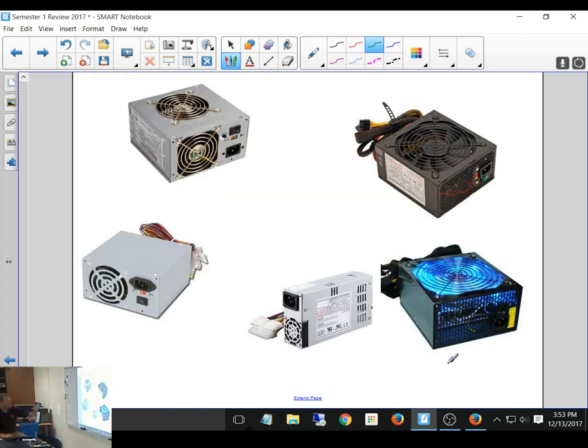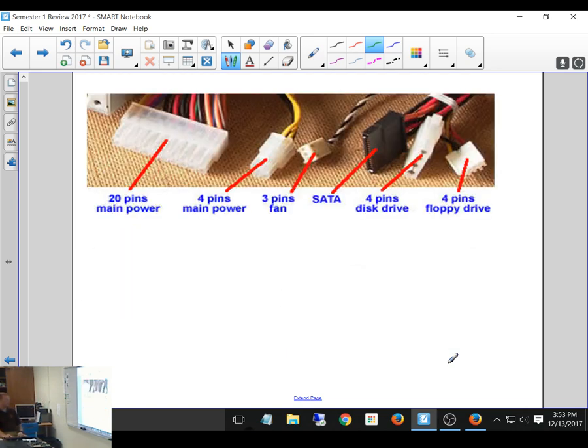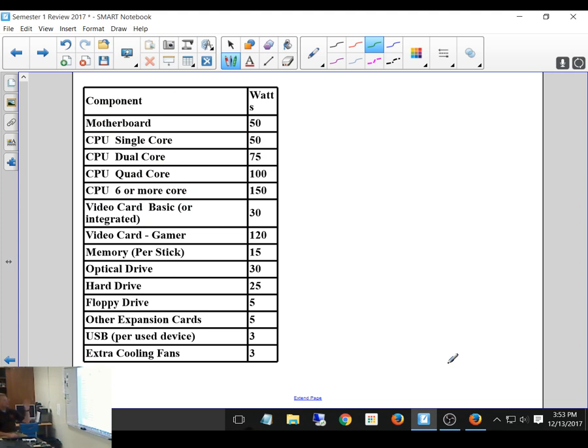And so we got into looking at power supplies and available wattages and available plugs, and how can I decide which ones are good ones and what plugs do I need based on the system that I'm looking at. We did the laundry list method, where I'm going to give you this and you're going to go through and say, yes, it's got a motherboard and a quad-core CPU and a gamer video card and 2 sticks of RAM and an optical drive and 2 hard drives.